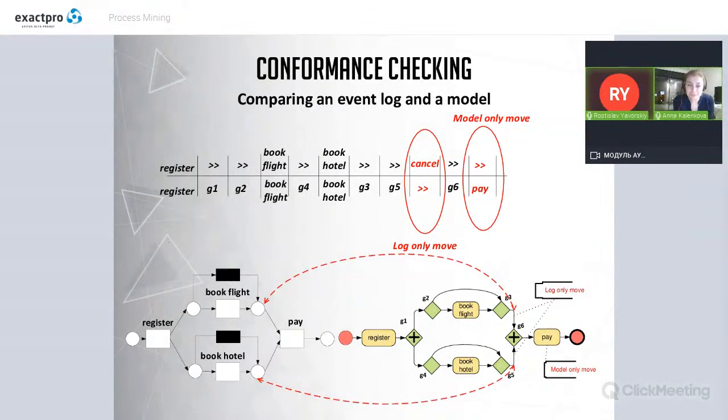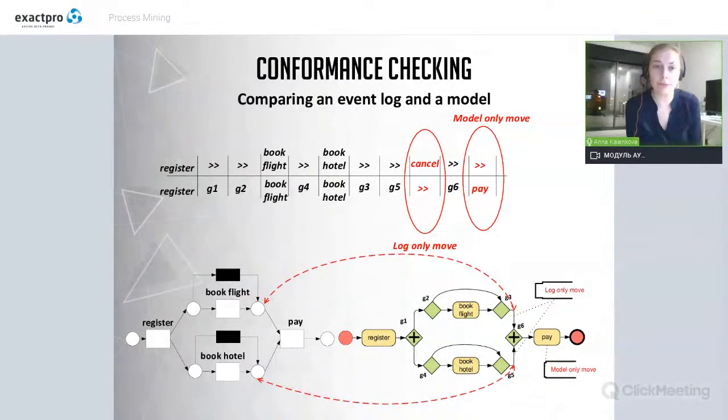Thank you very much. So the first row corresponds to the event log. The second row corresponds to the model.